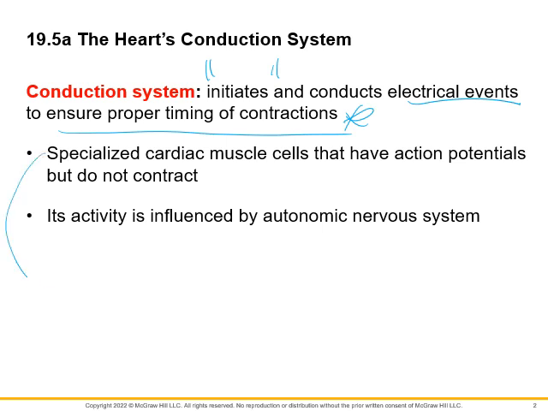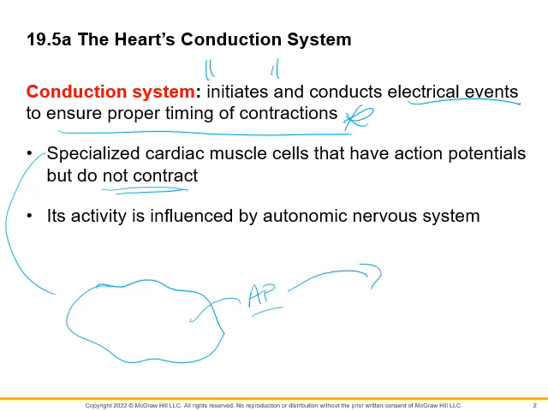So these are specialized cells that we're going to see in just a second that are going to generate action potentials, but they do not contract. So that's why they're often called non-contractile cells. These non-contractile cells are going to generate an action potential that's going to talk to the cardiac muscle fibers and tell them to contract. So it's going to initiate this cardiac muscle cell to actually contract.